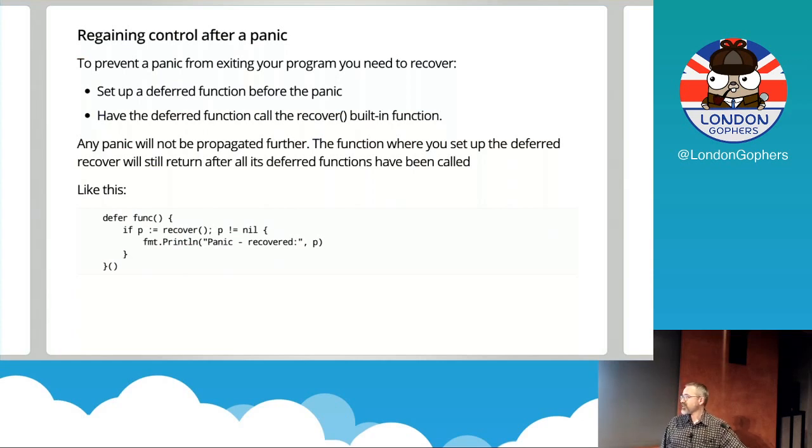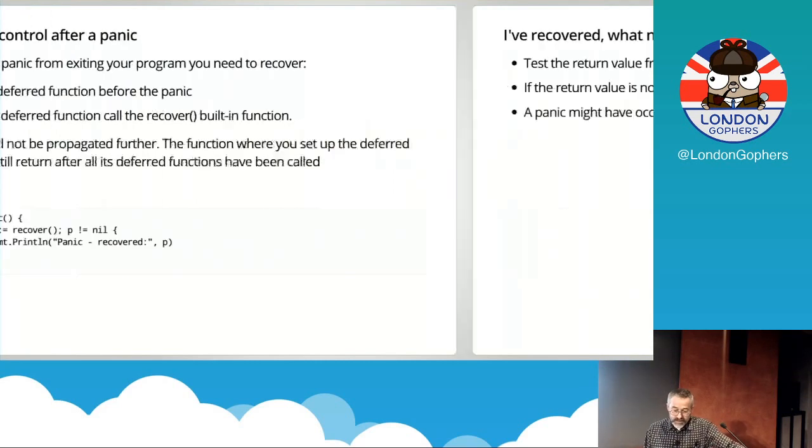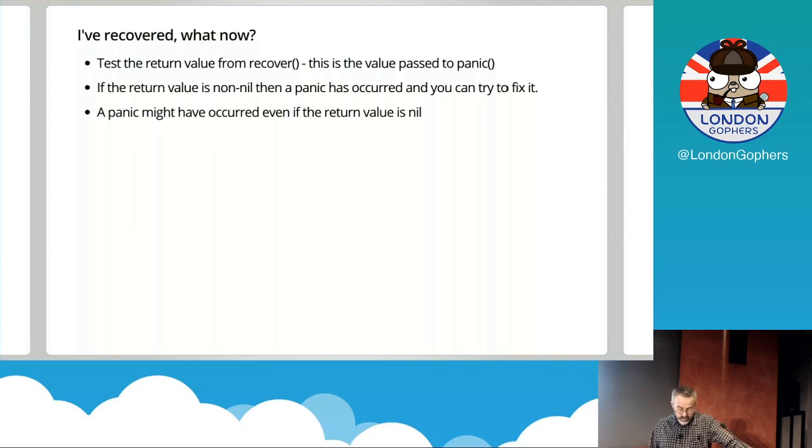So there's an example here of a way of calling recover. I'd personally recommend doing a little bit more. If you are going to recover, do more with it than just print it out. The default behavior is kind of better than that, but that's just for an example. Okay, so once you've recovered, you need to test the return value. This is the value that's passed to panic, and if it's non-nil, then a panic has occurred, and you can try to fix it. So that's the determinant of whether a panic has occurred.